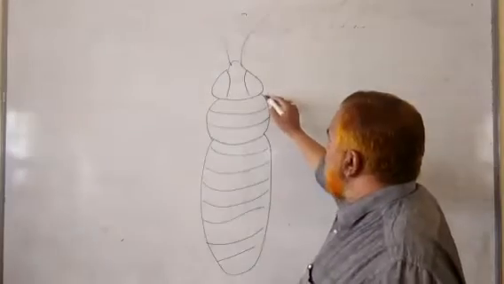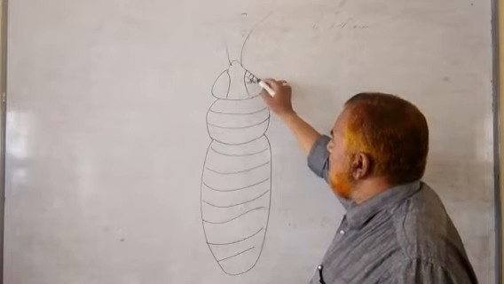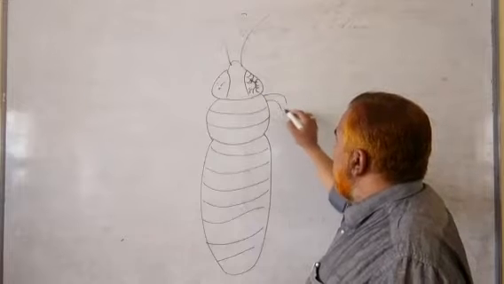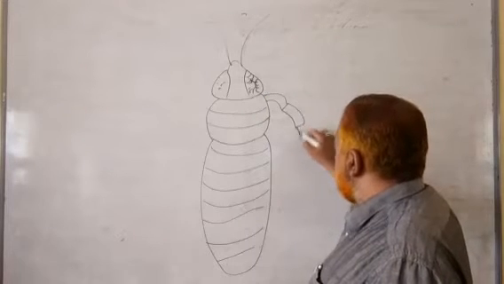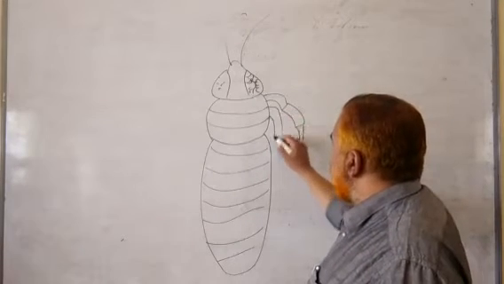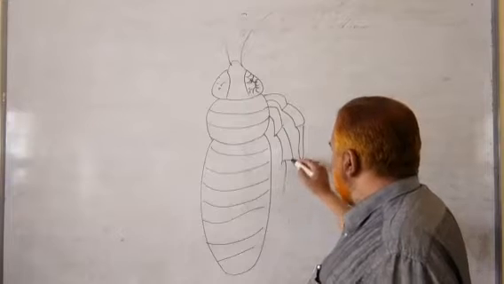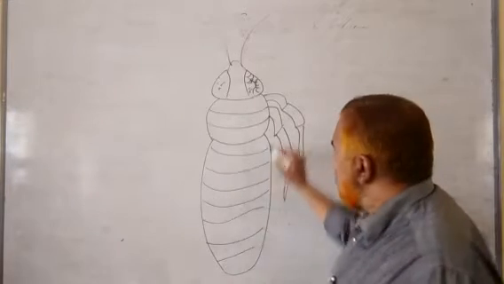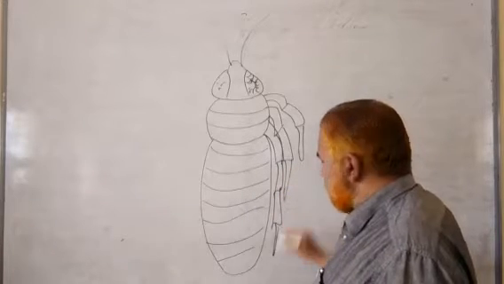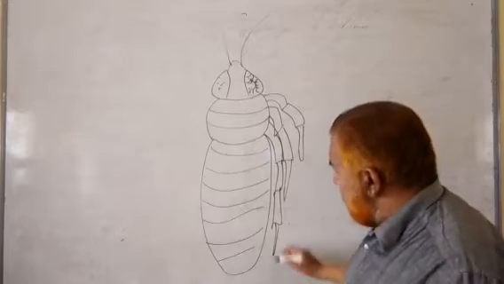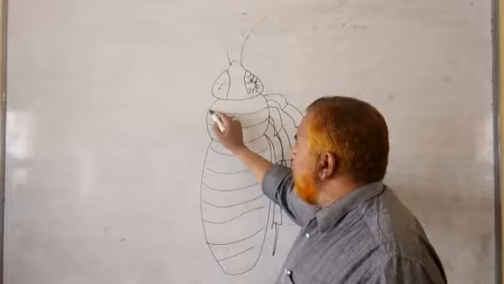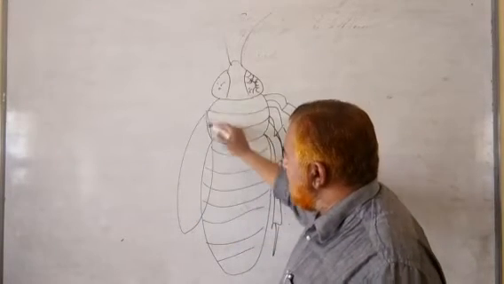From here, these are the compound eyes, clear. This is also a compound eye. Then from here, one pair of forelimbs arises. From this part, one pair of mid limbs arises. From here, one pair of hind limbs arises. Then I am showing it on the other side. From metathorax, one pair of forewings arises.